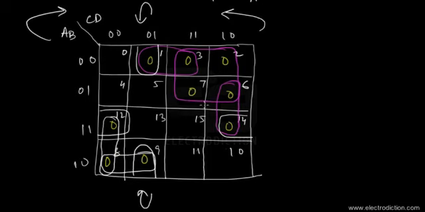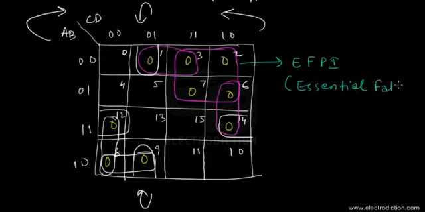Such a group, where at least one of the cells is left alone and cannot be grouped with any other elements since it has no elements adjacent to itself, is basically referred to as an essential false prime implicant. I'm just going to write it down over here. It's referred to as an essential false prime implicant. That's how you designate such a group whenever it comes to the POS system.